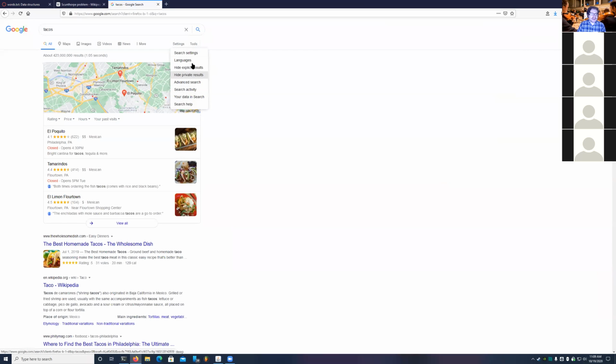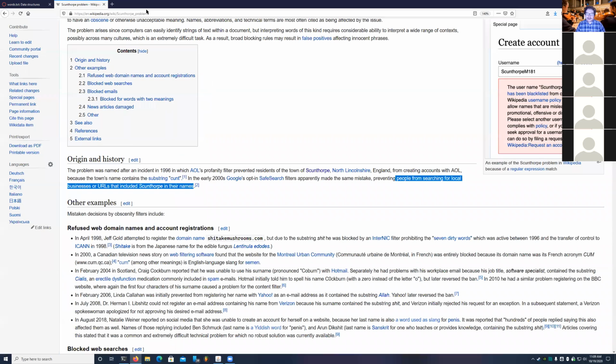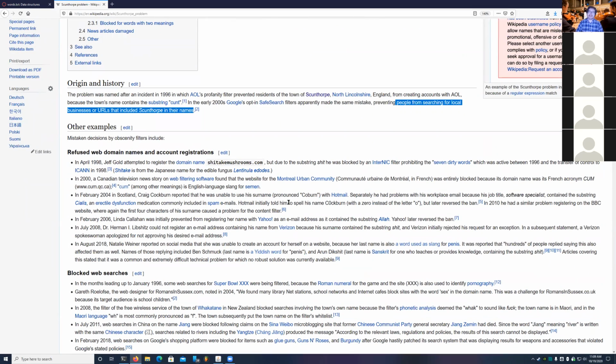There's a setting for SafeSearch, and you basically had three settings, which would prevent you from accidentally visiting something you should not be visiting at work. But anyway, what would happen is that Google said, hey, Scunthorpe has this substring in it, so we are going to filter it, so people can't look up their own town's website. Huge issue. Another example: shiitakemushrooms.com was blocked by a filter, for obvious reasons.